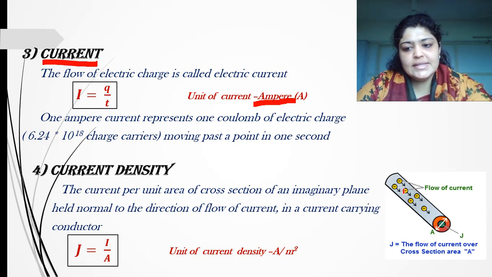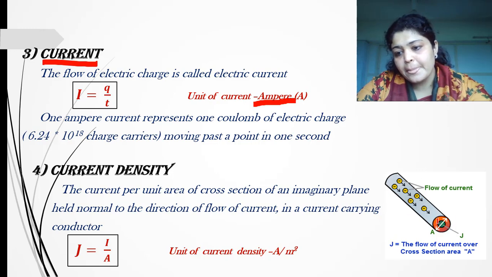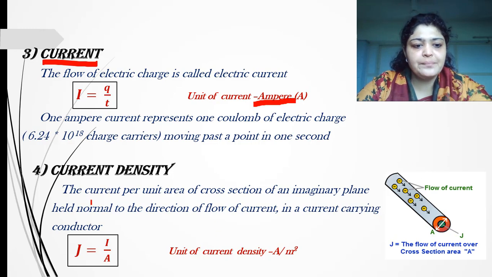What do you mean by current density? This is the flow of current and this is the cross-sectional area. Normal to this, making an angle of 90 degrees, you get the value of current density. So it is the current per unit area of cross-section of an imaginary plane which is held normal to the direction of flow of current in a current carrying conductor. Current density is a vector quantity which has a direction normal to the cross-section area. So we define J as I by A, that is current per unit area. So its unit comes out to be ampere per meter square.